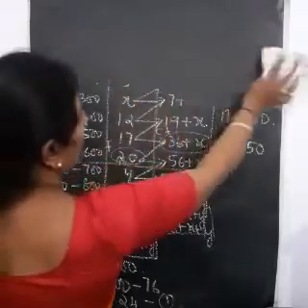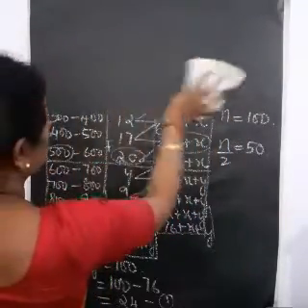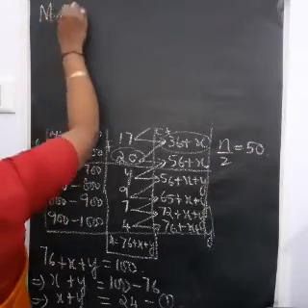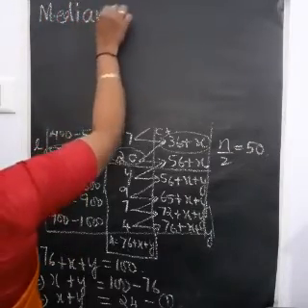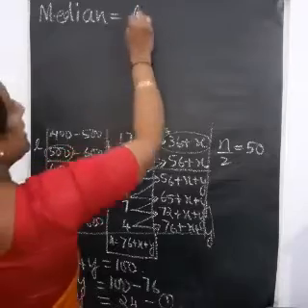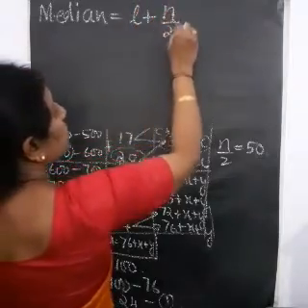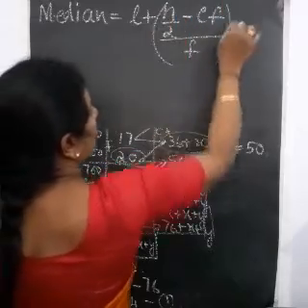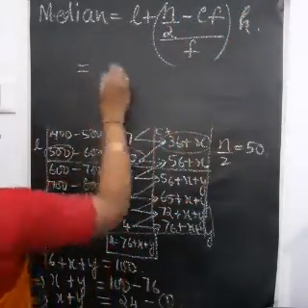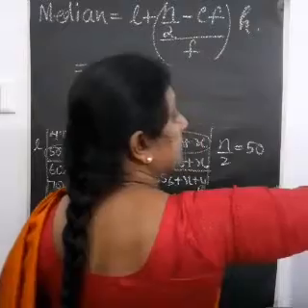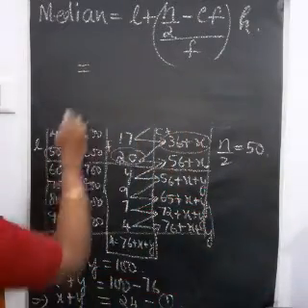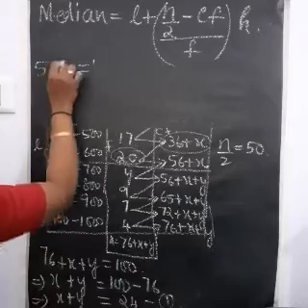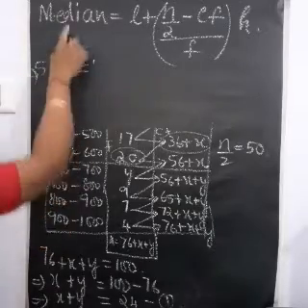Okay, now let us see how we can solve this. What's the formula for median? Median is equal to L plus n by 2 minus CF by f into h. So what do you get? L is my 500. Now what is median given to be? Median is 525. Okay, so let us substitute.